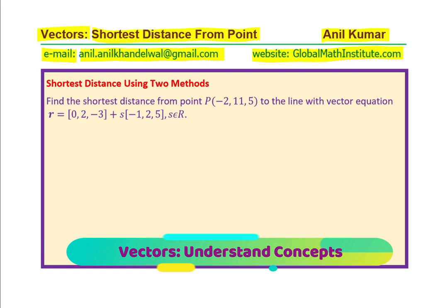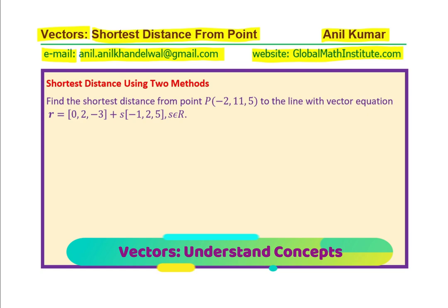The question here is, find the shortest distance from point P(-2, 11, 5) to the line with vector equation r = (0, 2, -3) + s(-1, 2, 5), where s belongs to real numbers. We are given a point and a line. The vector equation of line is given to you. You need to find the shortest distance from the point to the line. You can always pause the video, answer the question.